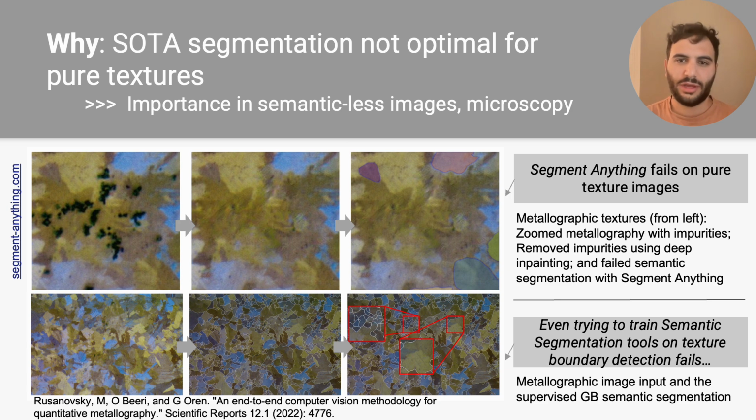Current state-of-the-art segmentation models, like the Segment Anything model, are not designed for pure texture images. They rely heavily on semantic cues, object shapes, and prompts, none of which exist in metallographic textures. As shown here, SAM fails to capture meaningful grain boundaries, even when trained or prompted, reinforcing the need for models specifically adapted to texture-based segmentation in microscopy. We elaborate on such training in our Scientific Reports paper from 2022.